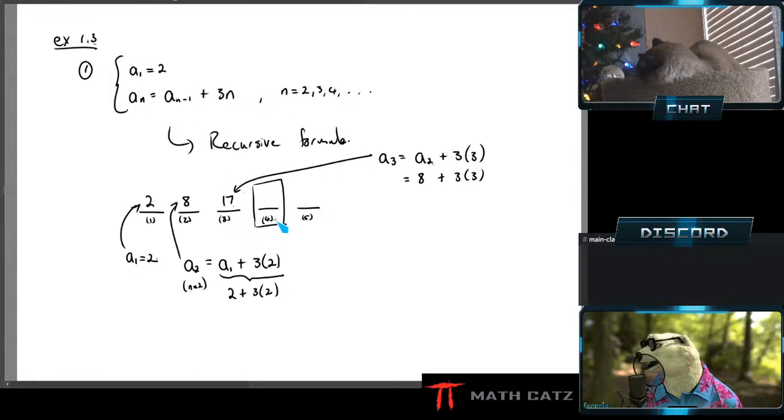So in order to find the fourth term, I take 17, the one that came before it. I can't even speak properly. 17 plus 3 times 4. 17 plus 12, and I get 29.